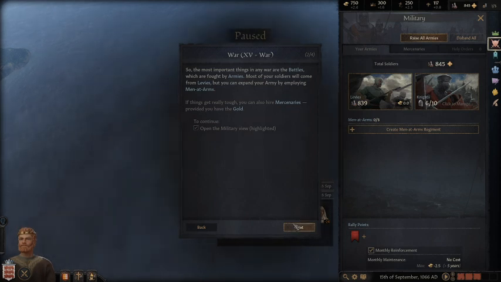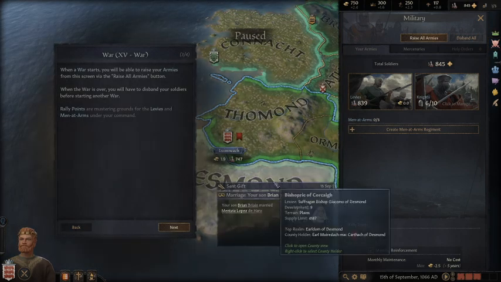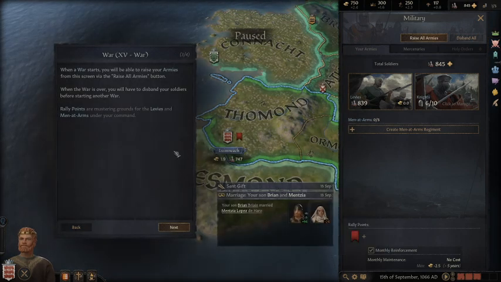Open up the military view. When the war starts, you will be able to raise your armies from the screen via the raise all armies button. When the war is over, you will have to disband your soldiers before starting another war. Rally points are mustering grounds for the levies and men at arms under your command.